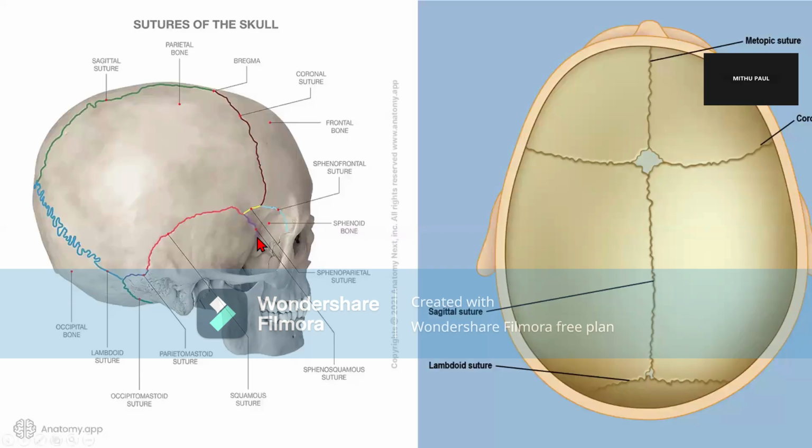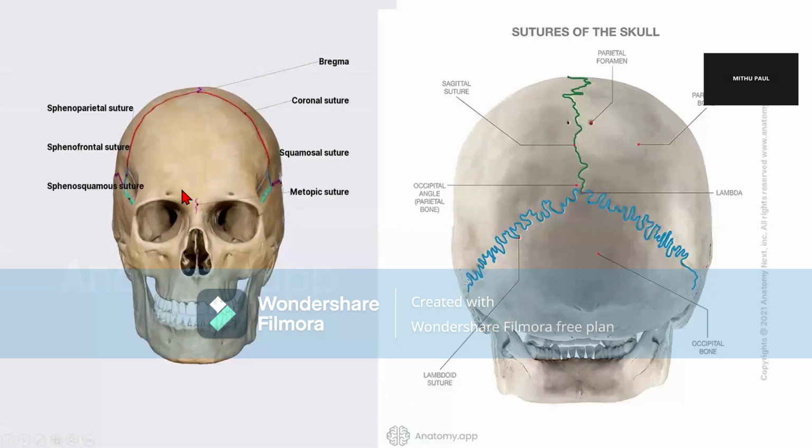These are some of the sutures in the different views of the skull. This is the coronal suture. This is the location of the sagittal suture. This blue one is the lambdoid suture. This is the squamosal suture. Again, the same thing from anterior view, from posterior view.